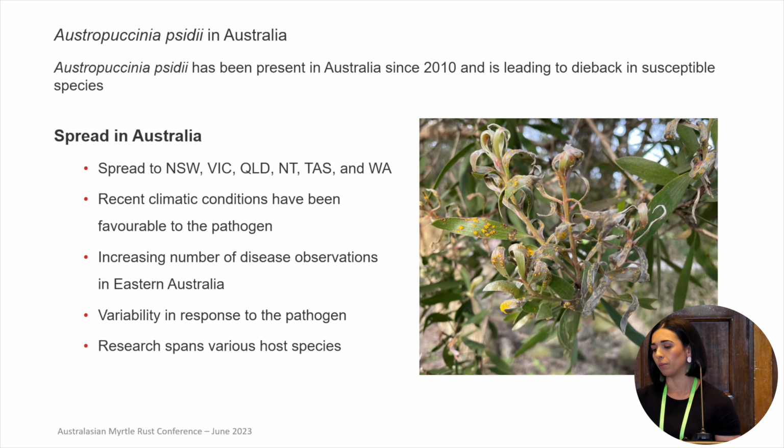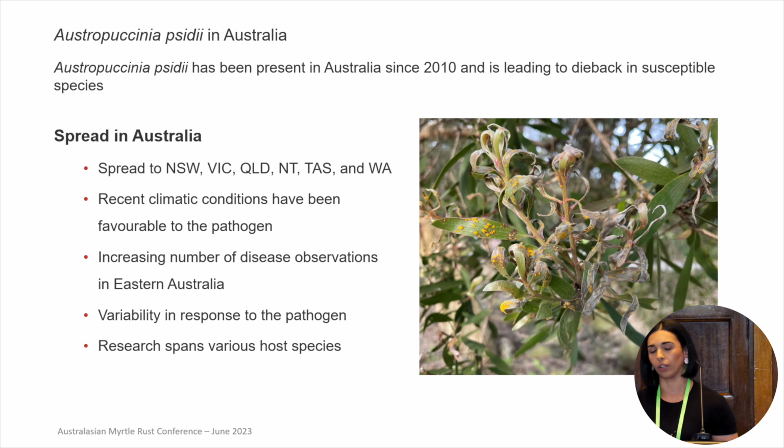What's really interesting is that with Melaleuca quinquenervia, we do see variability in the response to the pathogen. As we saw earlier, also in Michelle's work, some Melaleuca quinquenervia are highly resistant and respond well to the pathogen, and some are highly susceptible, like what we can see in the image.